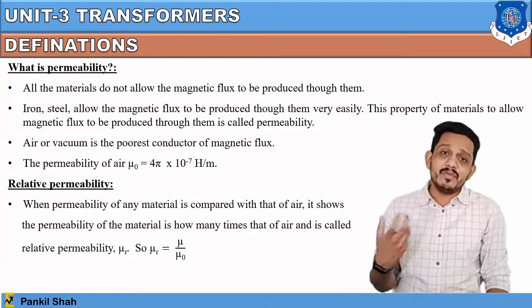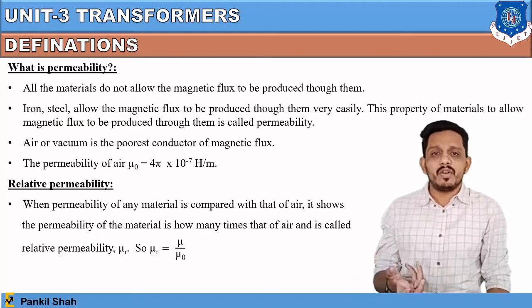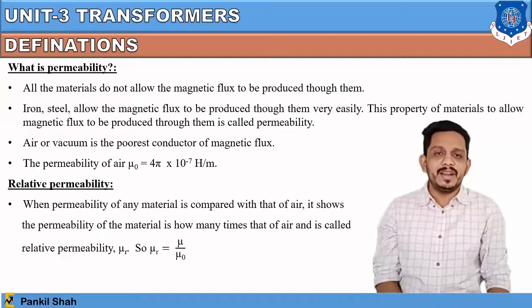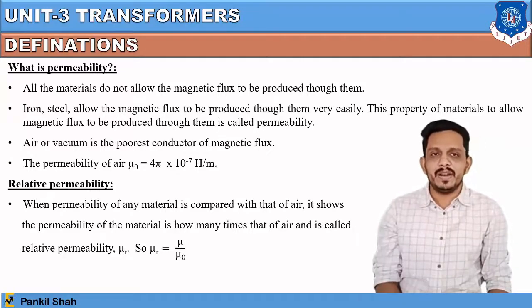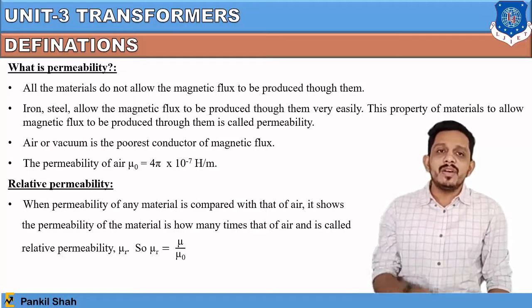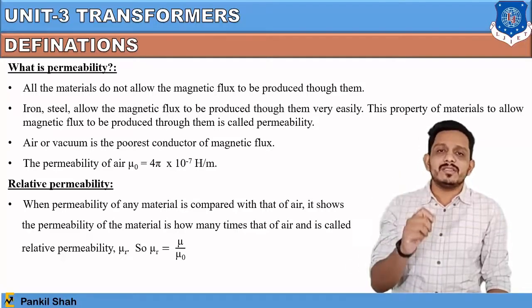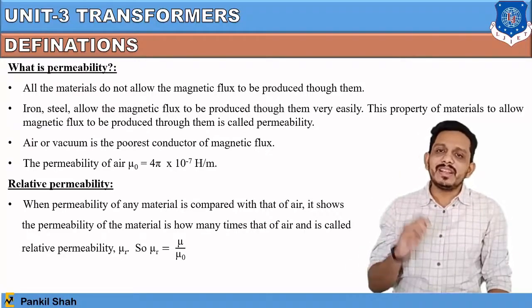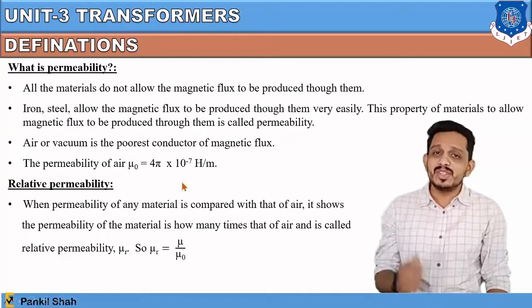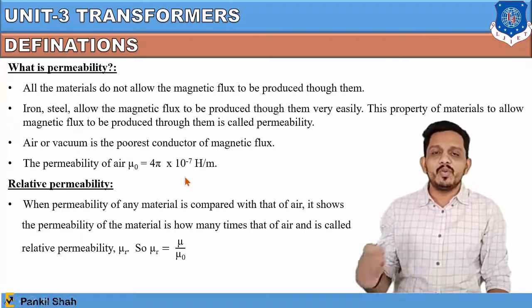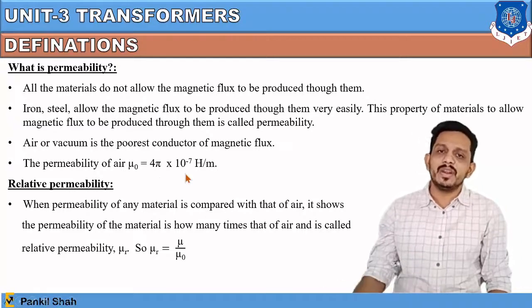The material which allows more production of flux has more permeability, and the material which does not allow it has less permeability. Air or vacuum has the poorest permeability. The permeability of air is given by this formula: mu 0 is equal to 4 pi into 10 raised to minus 7 Henry per meter.